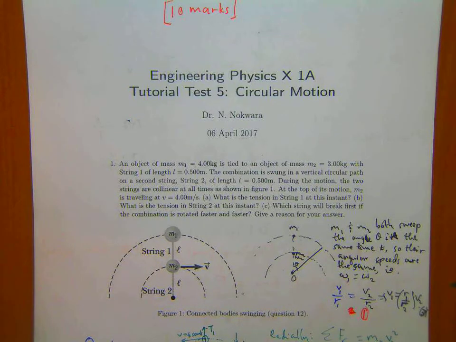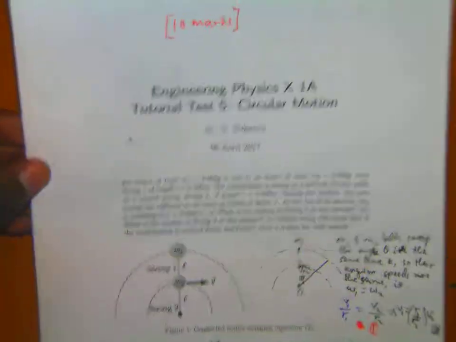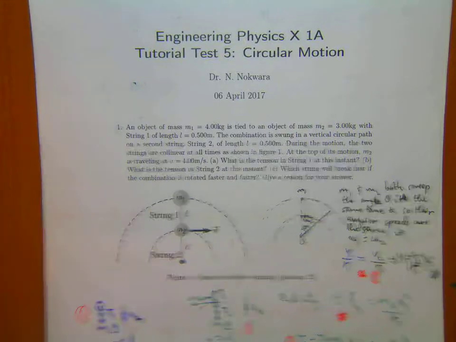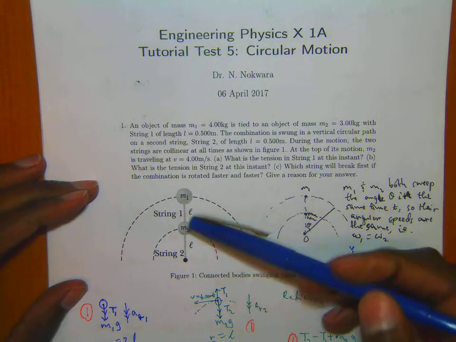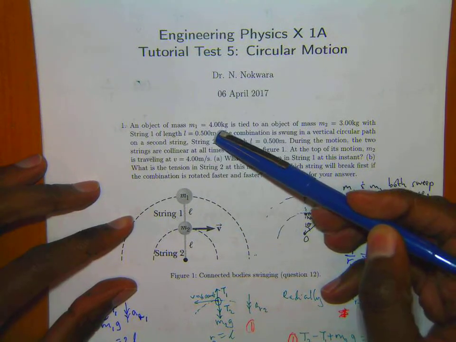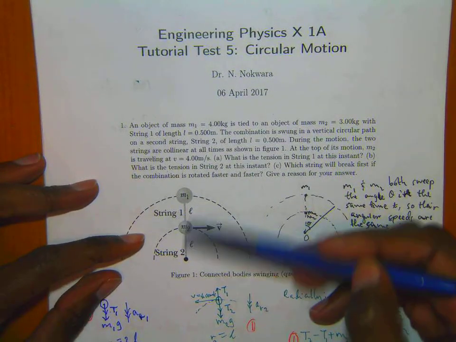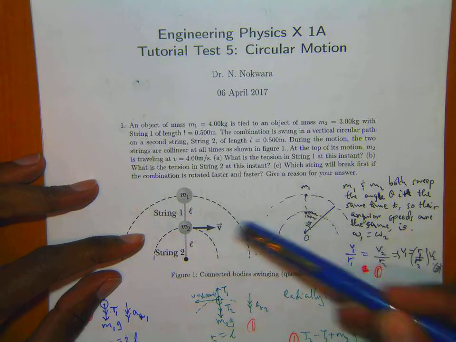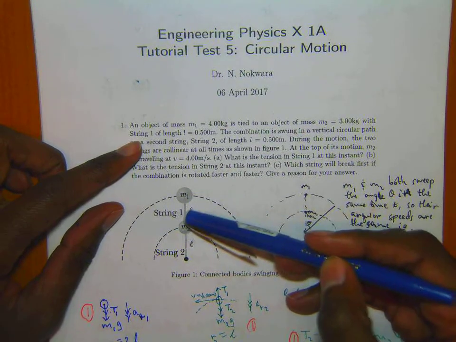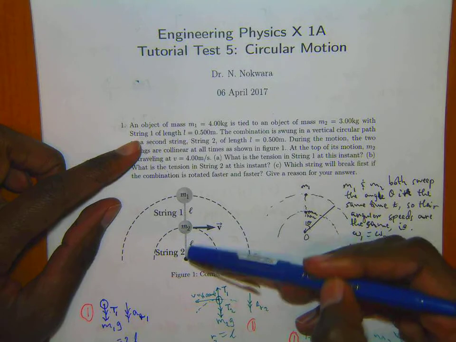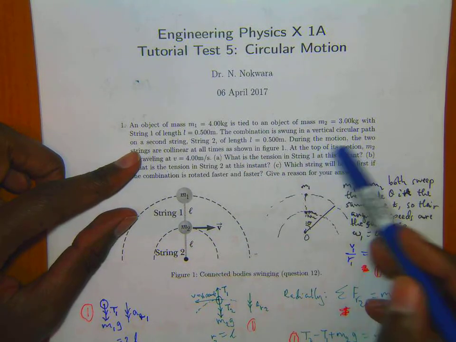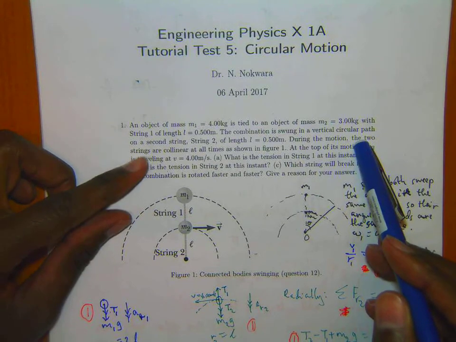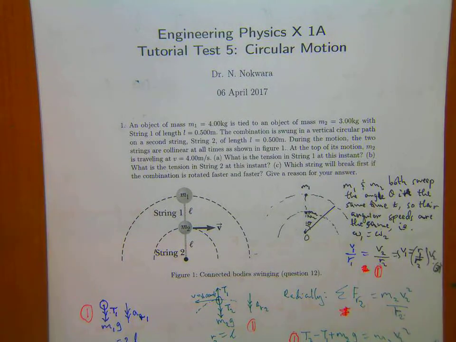Okay? The question that we are given: you're given a mass of 4 kilograms, joined together by 2 identical strings. So this is string 1. They are each of length L. Now, the combination is moving in a vertical circular path, moving like that. Okay, in a vertical circular path.